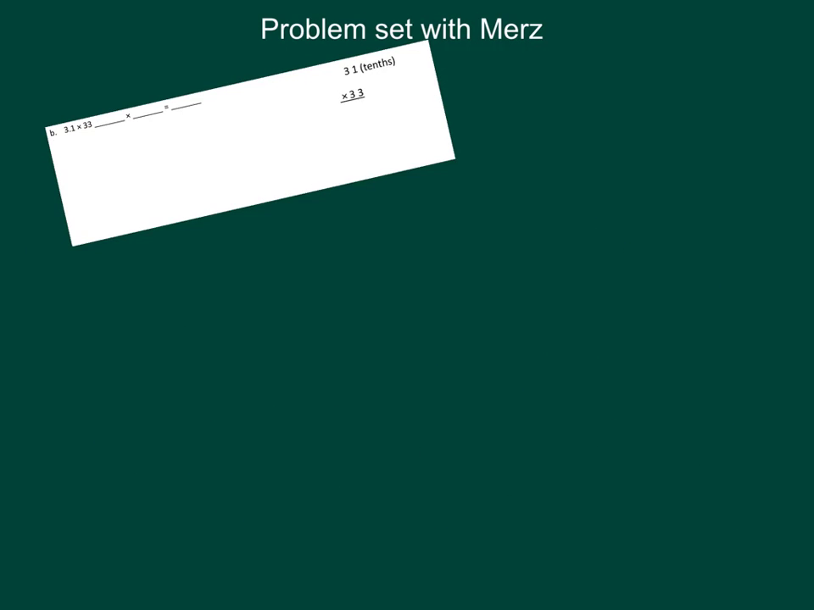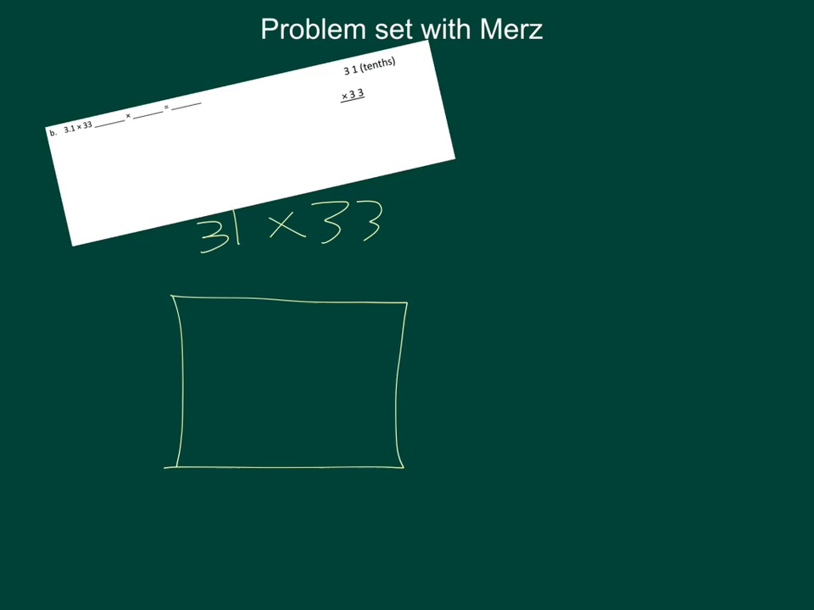All right, moving on to 1B. The problem is 3.1 times 33. Using area model and standard algorithm, we are going to solve. For the area model, we are going to pretend that that decimal is not even there. It is 31 times 33. We know that 31 is broken up into a 30 and a 1. 33 into 30 and 3.